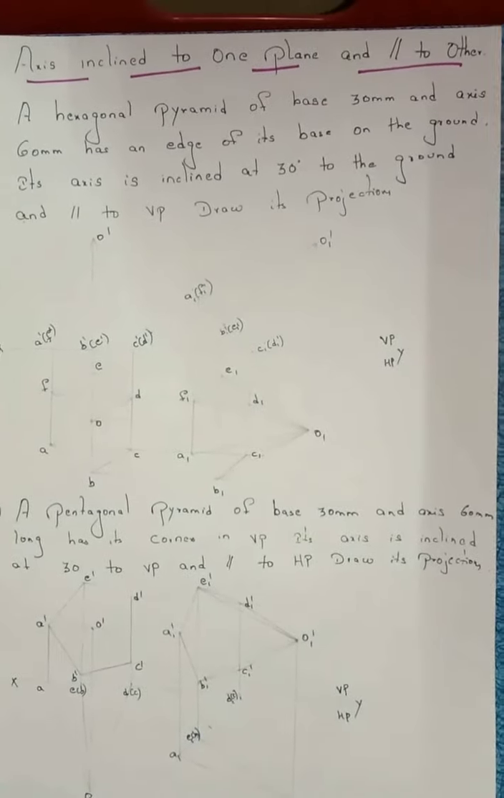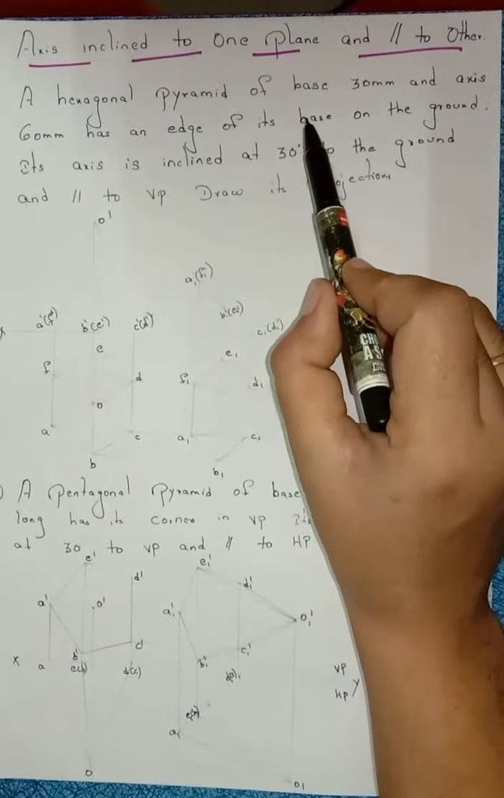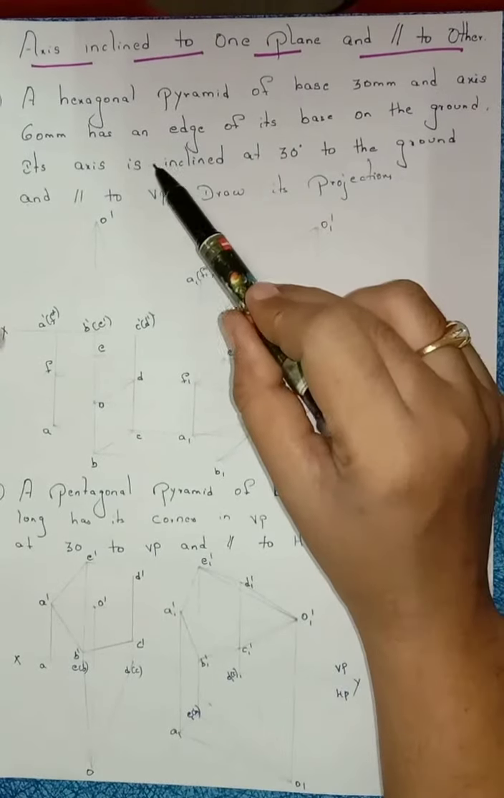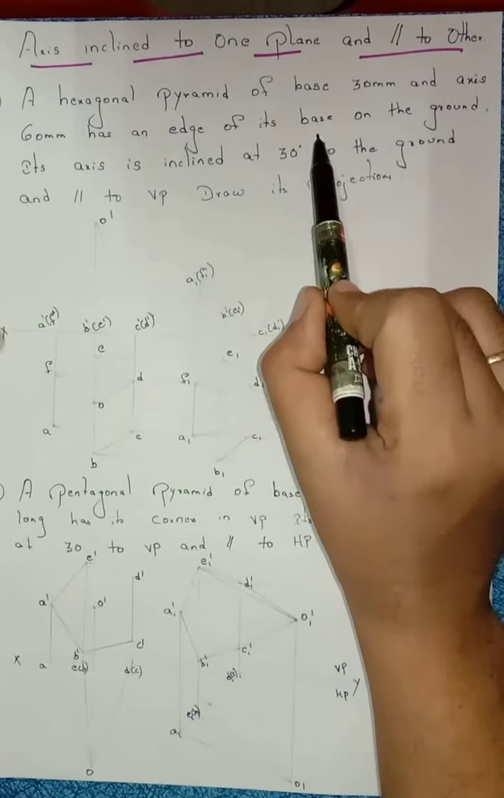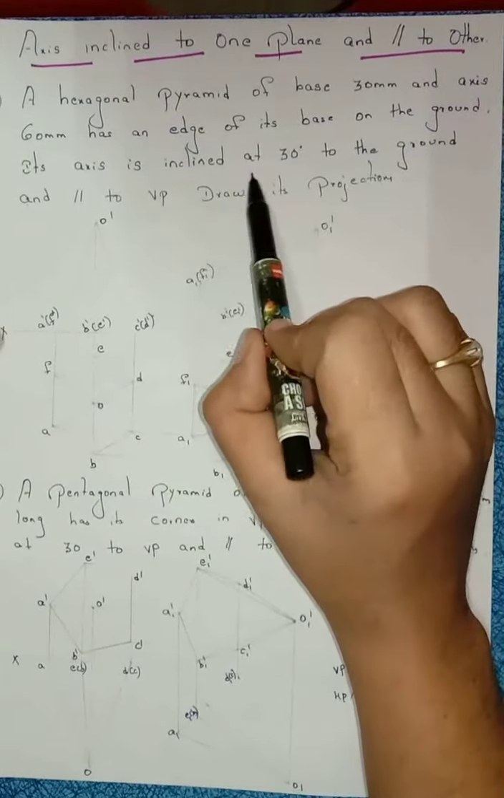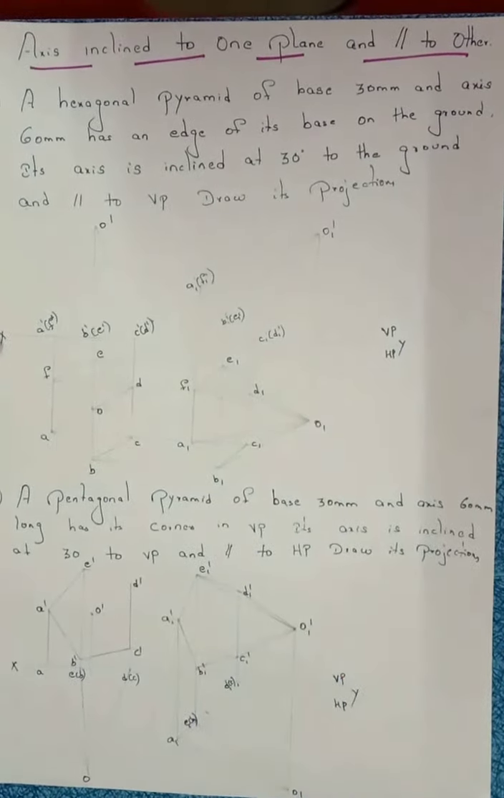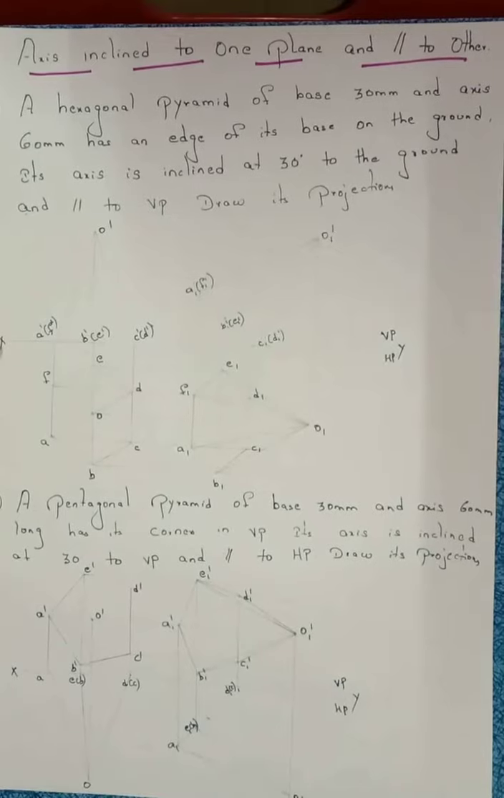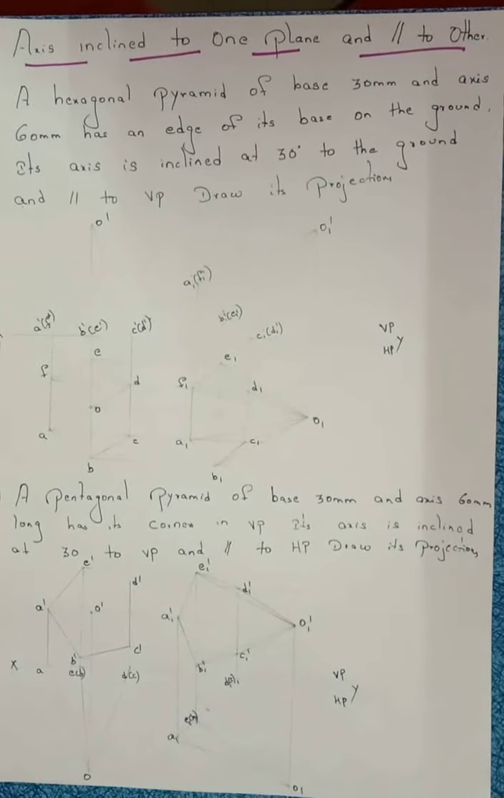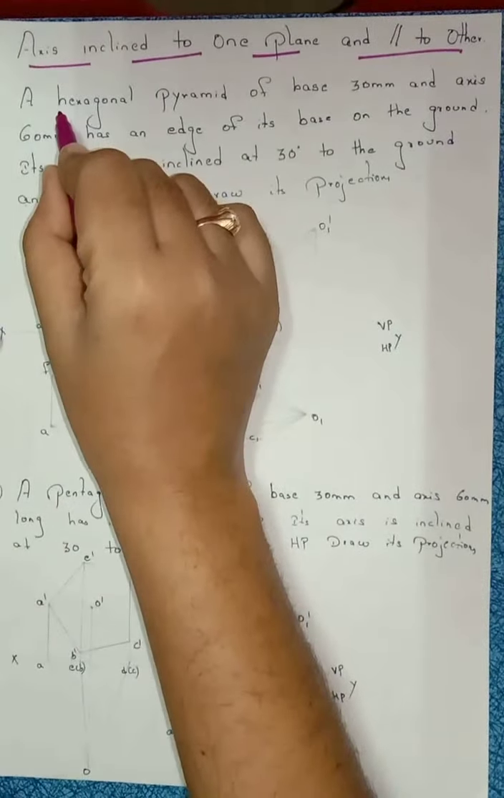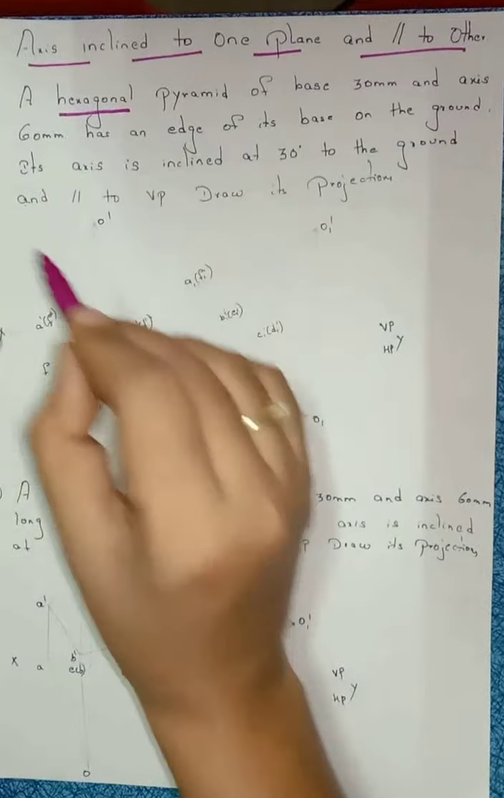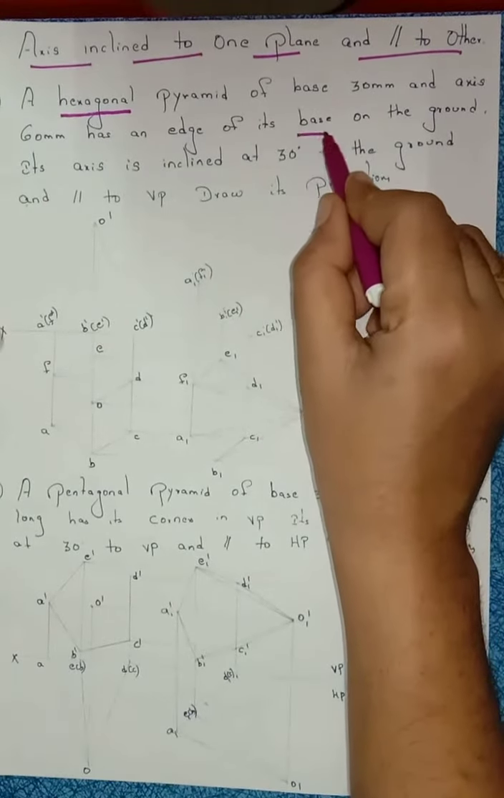What is the question here? A hexagonal pyramid of base 30 mm and axis 60 mm has an edge of its base on the ground. Its axis is inclined at 30 degrees to the ground and parallel to VP. Draw its projections. After reading the question, remember four important points. Name of the polygon: hexagon. What is the condition? Base.